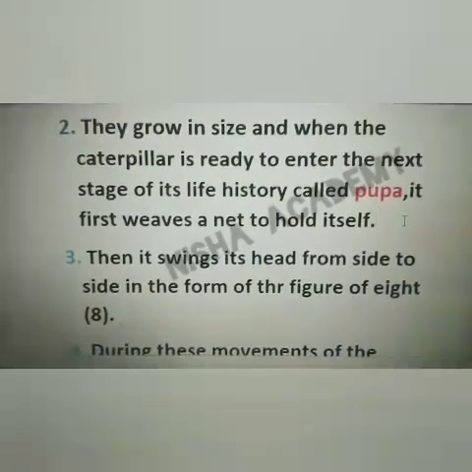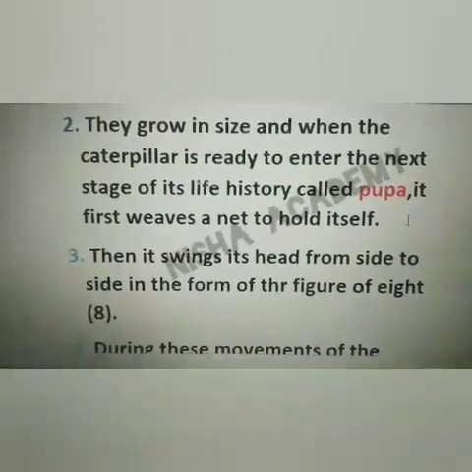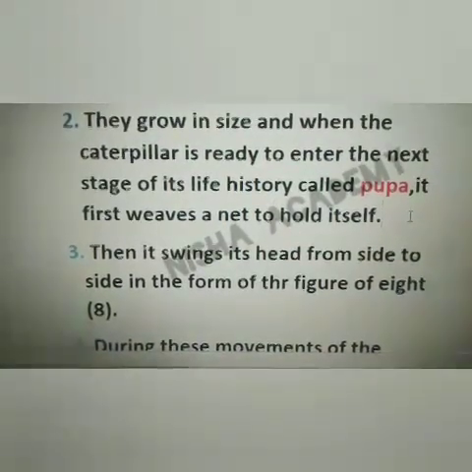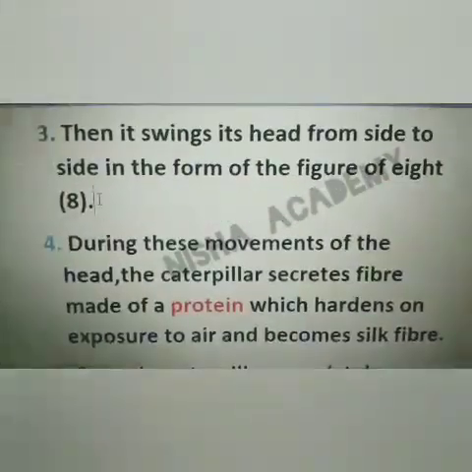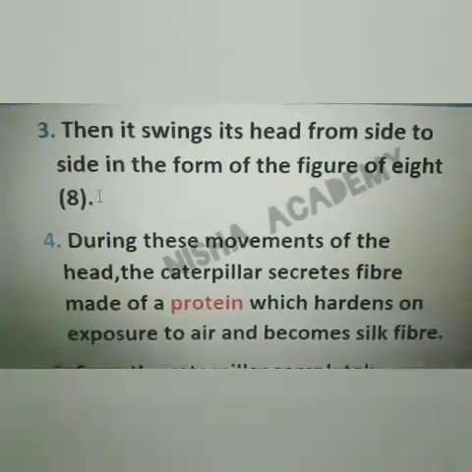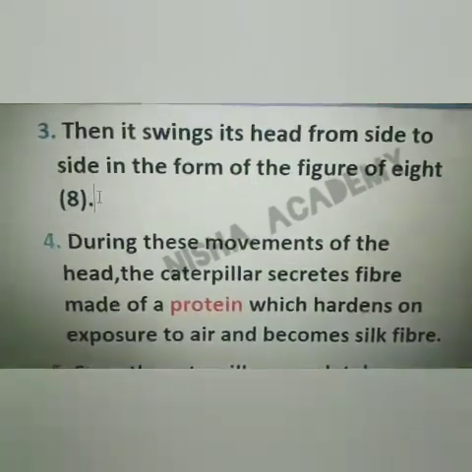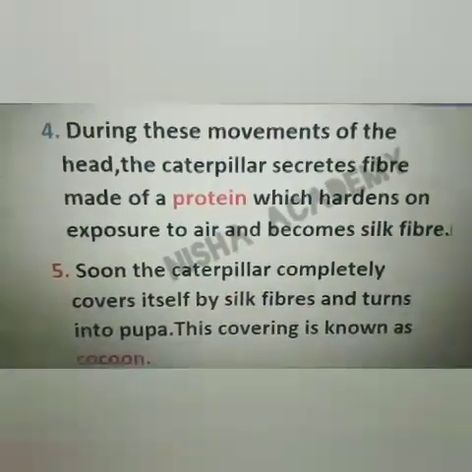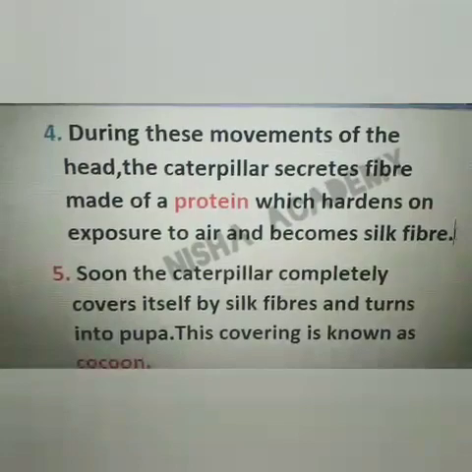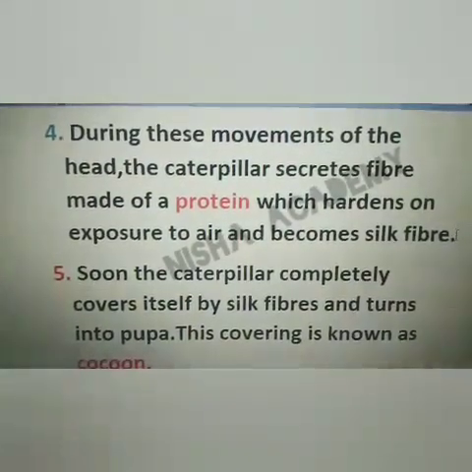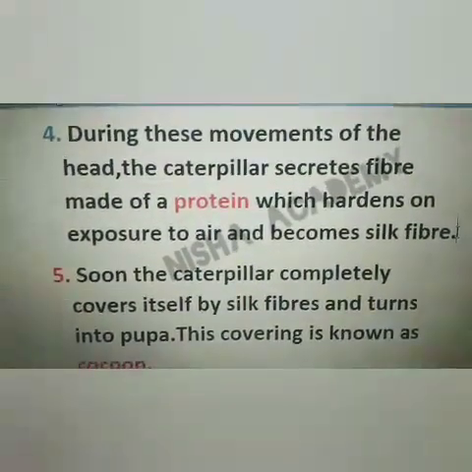So these caterpillars grow in size, and when they are ready to enter the next stage of their life history, that is called pupa, they first weave a net to hold themselves. Then the caterpillar swings its head from side to side in the form of figure 8. During these movements of the head, the caterpillar secretes fiber which is made up of a protein. This protein hardens on exposure to air and becomes a silk fiber.